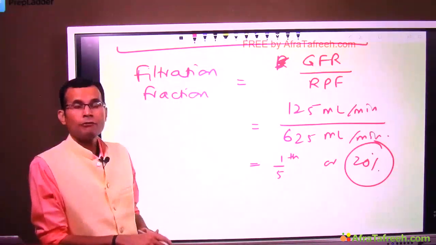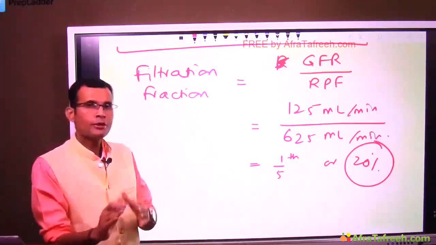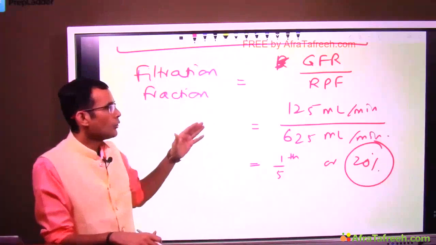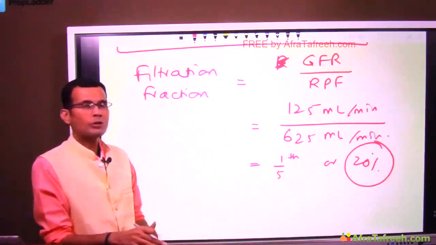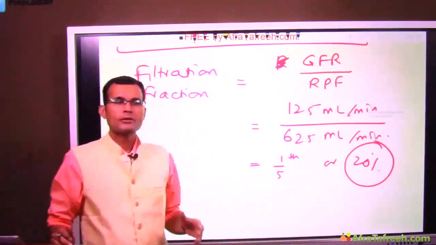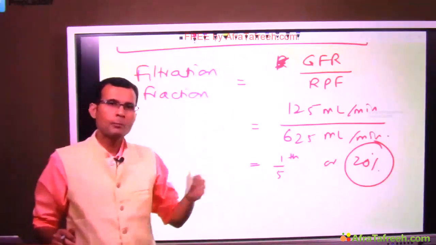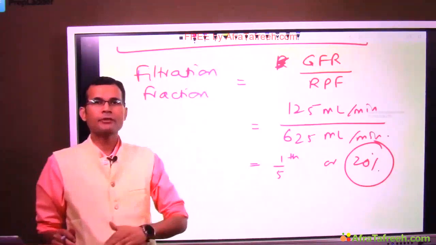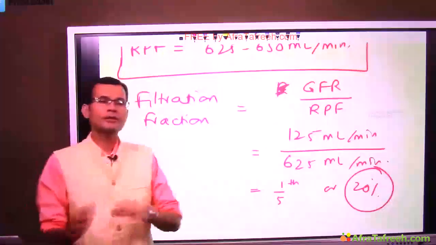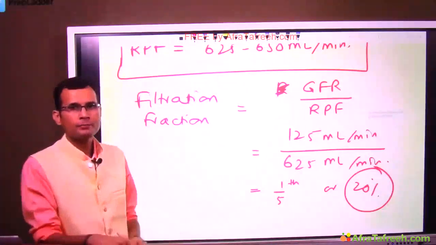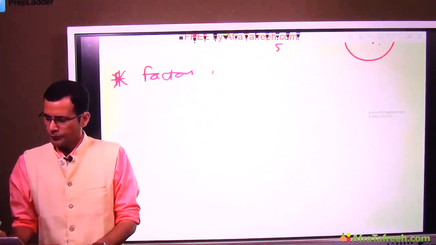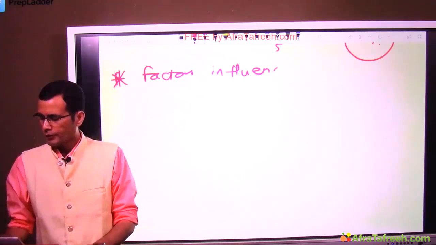So from whatever plasma is flowing through the glomeruli, through the kidneys, only 20% will be filtered out, and that's the filtration fraction. So remember, a substance does not get totally filtered out in one pass. Only 20% will get filtered out. Okay, so that's filtration fraction. These are the things related to the GFR. Next point is factors influencing the GFR.